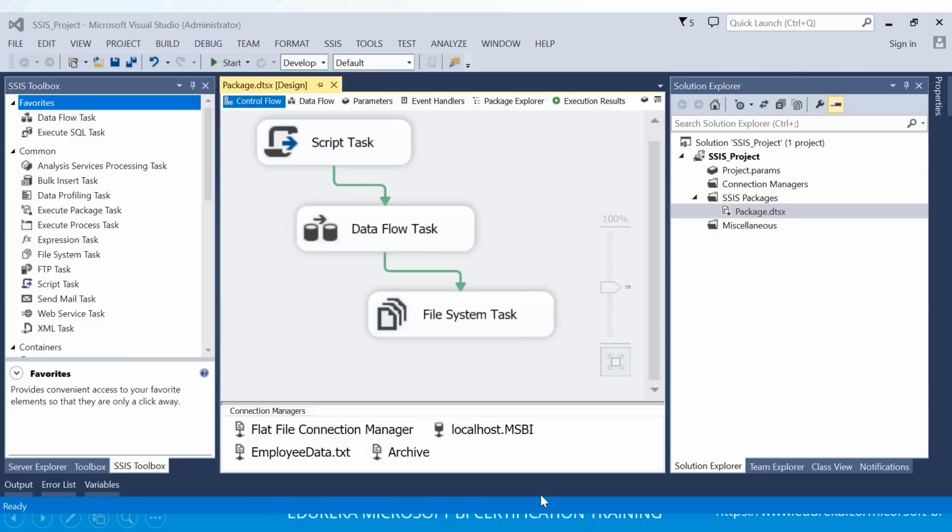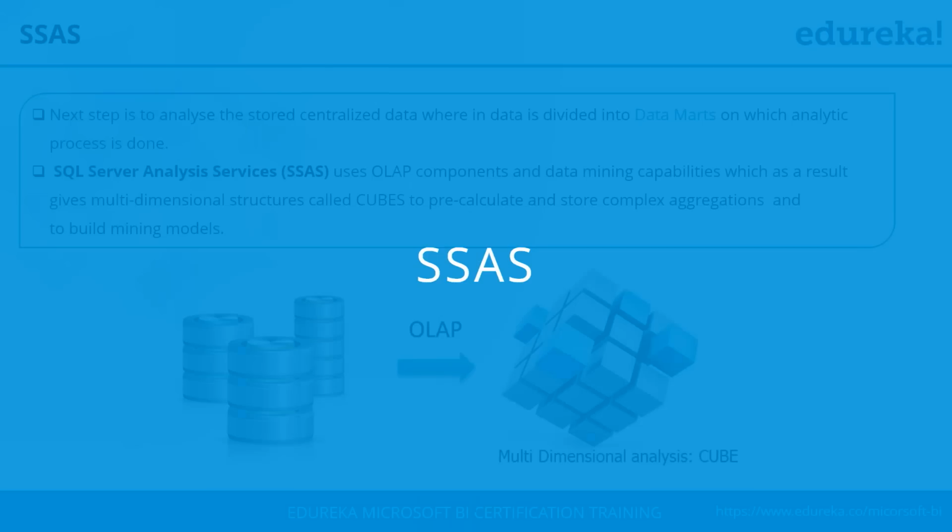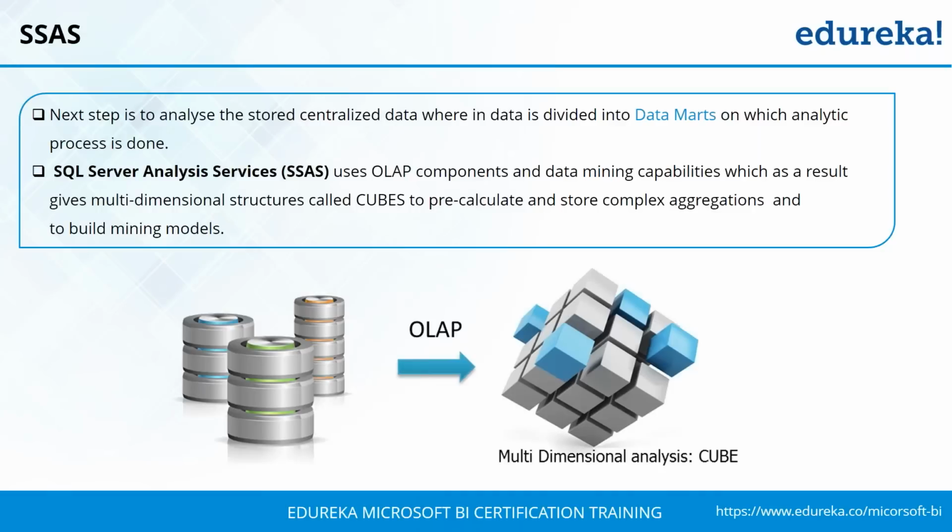Okay, let me go to my SSAS now. So let's look into the SSAS part, what we have in SSAS. So once your data is loaded into your data warehouse, the next step that you want to do is you want to analyze the data, right? So how can you analyze the data? It has to be stored in a centralized system, which is your data warehouse, which is divided into data marts.